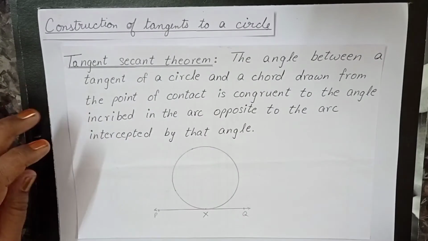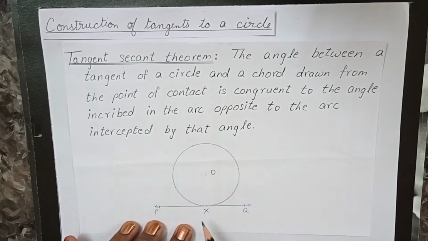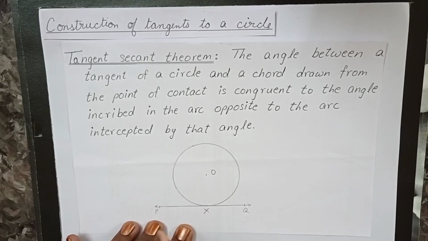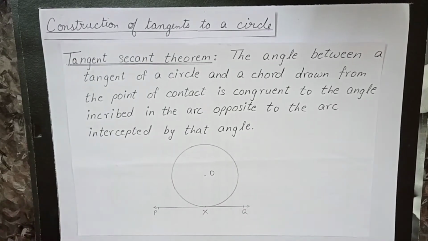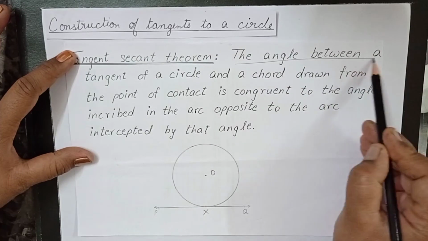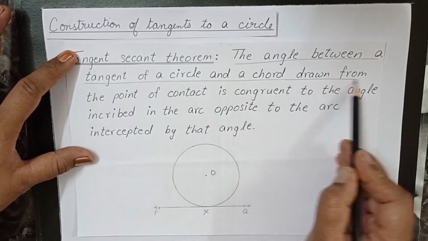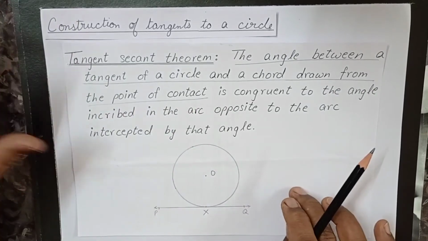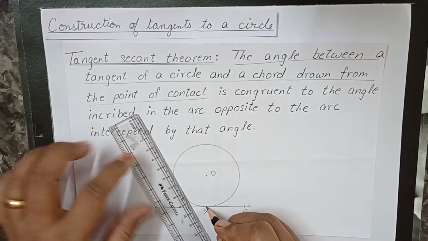Let us consider this circle with center O. X is the point of contact and PQ is the tangent which is drawn to this circle with center O. Let us try to break it down. The angle between the tangent of a circle and a chord drawn from the point of contact. So let us first draw. This is the point of contact. Let us draw a chord.